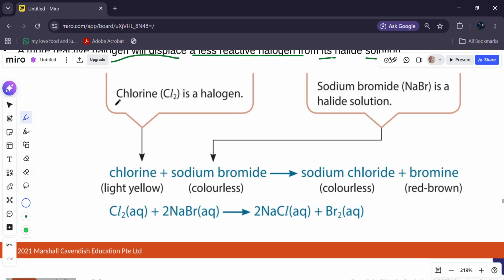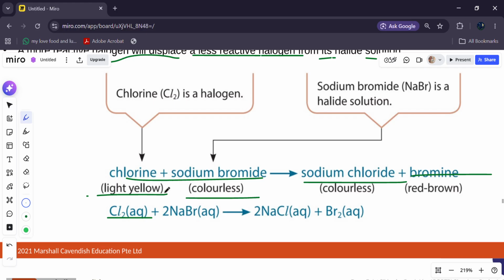In this reaction, we have chlorine and sodium bromide. Chlorine is a light yellow gas, while sodium bromide is a colorless aqueous liquid. But in this reaction, chlorine is aqueous too. So in this case, chlorine is going to replace bromine to form sodium chloride, and bromine is going to be left on its own.